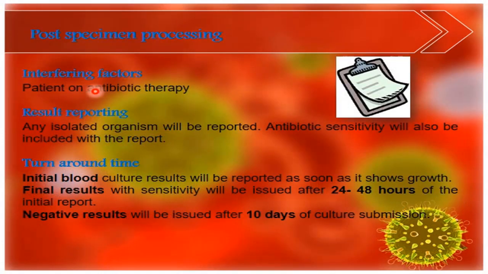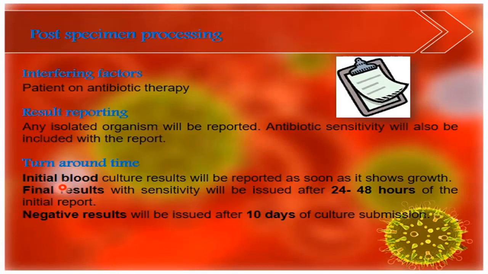The interfering factors: patients on antibiotic therapy is the most interfering factor for a successful blood culture. Turnaround and reporting: any isolated organism will be reported. Why? Because blood is a sterile body fluid, and any organism found is considered a pathogen. But we must differentiate between contaminant and true pathogen. When we have different colonies with similar morphology, it indicates a true pathogen. But many colonies with different morphology are considered contamination.